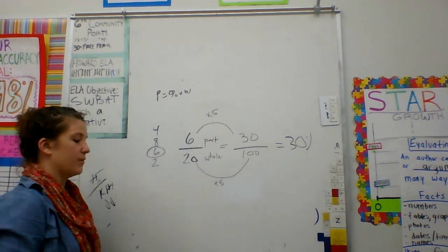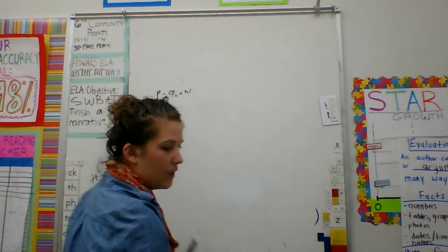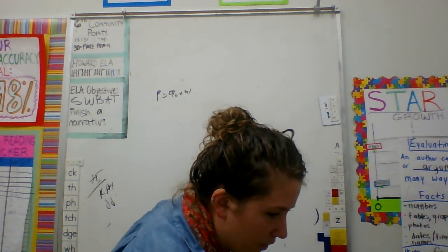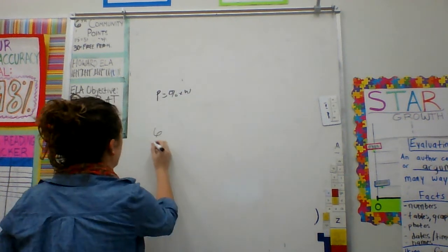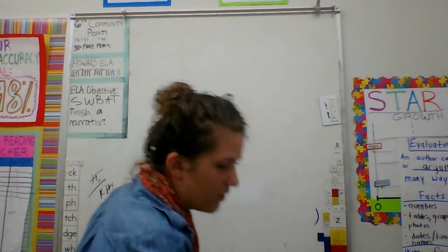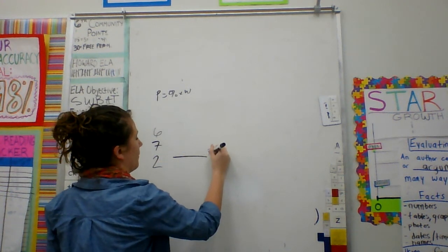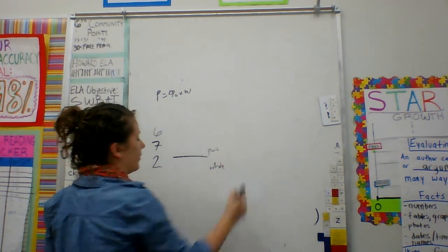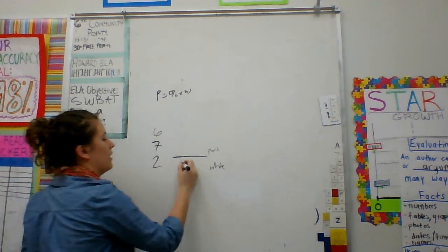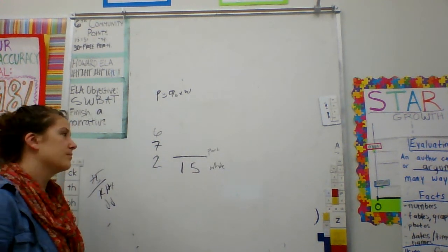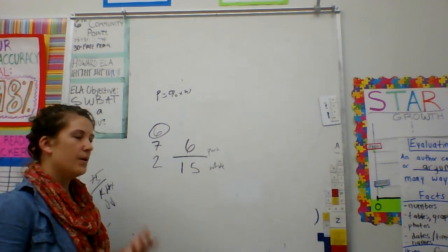Example 2, we're going to use a similar strategy, but it's going to end up being a little bit different. So, number 2 says that there are 6 marbles that are red, 7 marbles that are blue, and 2 marbles that are yellow. What percent are red? Again, I'm going to do my part over my whole, and I'm going to write it as a fraction. Total, I have 6 plus 7, which is 13, plus 2. There's a total of 15 marbles. And my part is how many are red. There are 6.